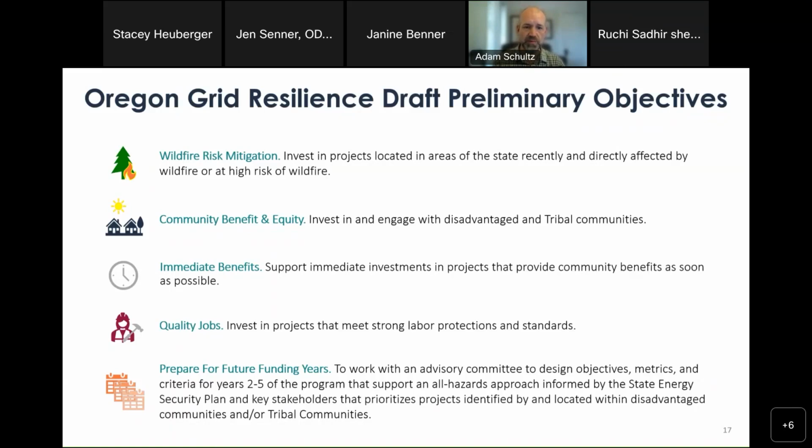Labor, as a requirement to the funding, we're looking to invest in projects that meet strong labor protections and standards. And then again, as I hinted on the previous slide, really looking at preparing ourselves for years 2 through 5 with designing objectives and metrics that address a more robust set of criteria. Next slide, please.